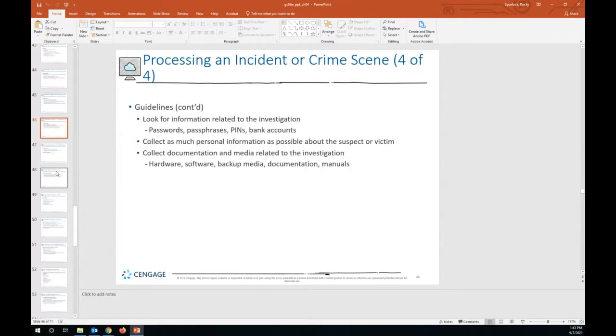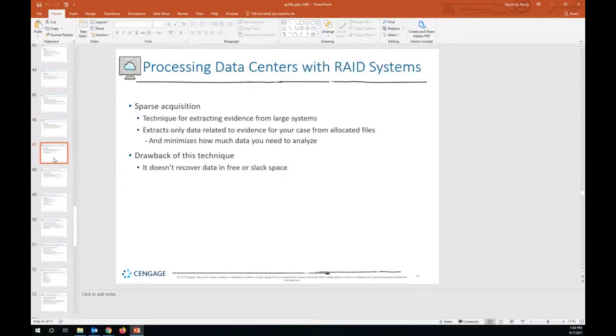Look for information related to the investigation. Things such as passwords, PINs, passphrases, bank accounts. And finally, collect the documentation or media related to the investigation. This is things like your hardware, software, backup media, manuals, and so forth.